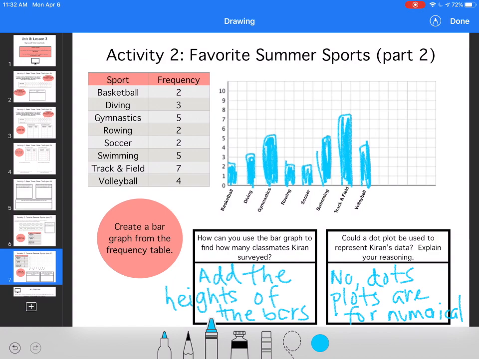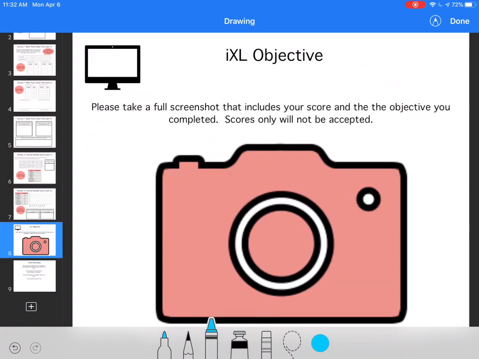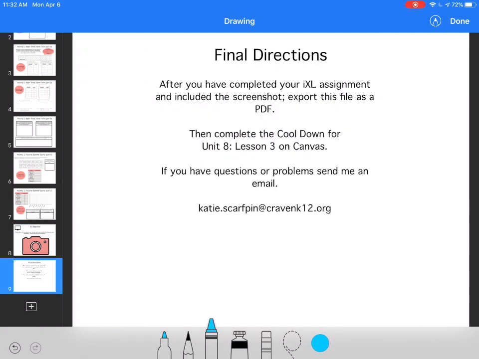They're for numerical data. So now I need you to go ahead and get on your IXL objective. You're going to work on dot plots today. I need you to take a full screenshot of your score and the objective that you're working on. Then I need you to go ahead and get on Canvas and do Unit 8, Lesson 3 cool down. And then I need you to make sure you export this as a PDF and turn it in.